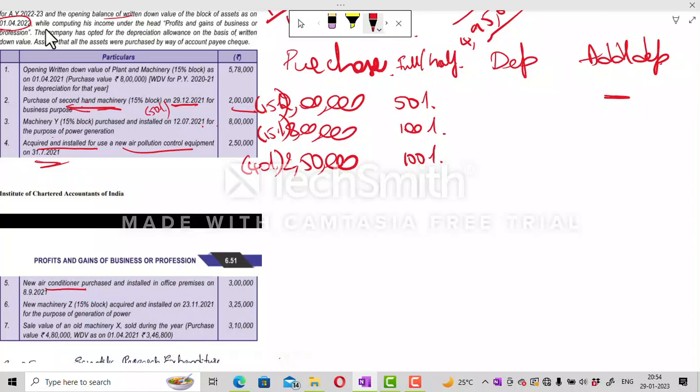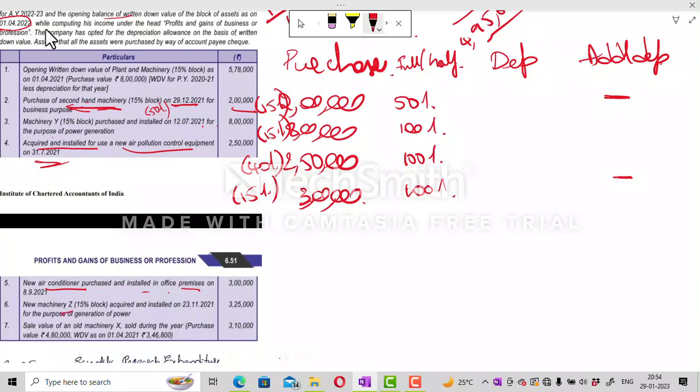New air conditioning purchased and installed in office premises. AC comes under the 15% rate of depreciation. So 15%, 3 lakhs purchase, and 8/9/21 means 100% eligible for depreciation. And it is not eligible for additional depreciation because it is for office premises. No, it is not available.